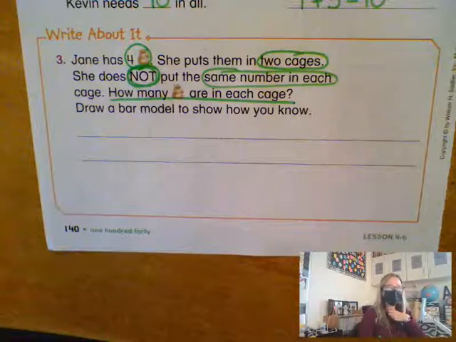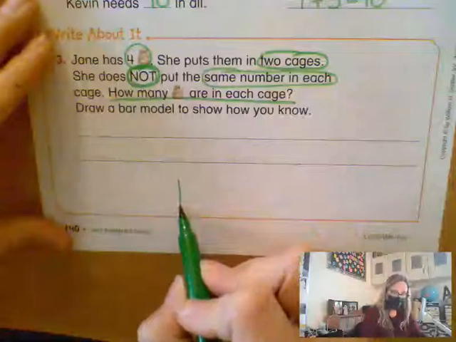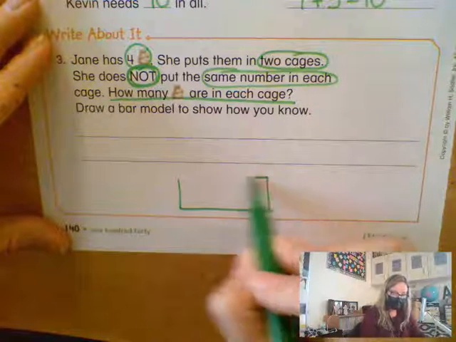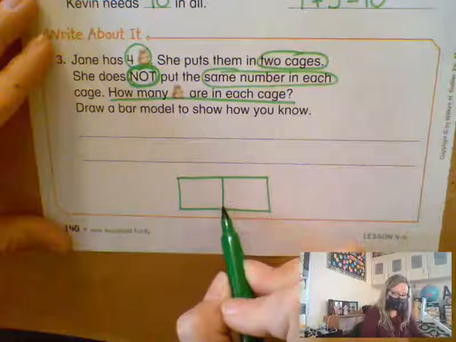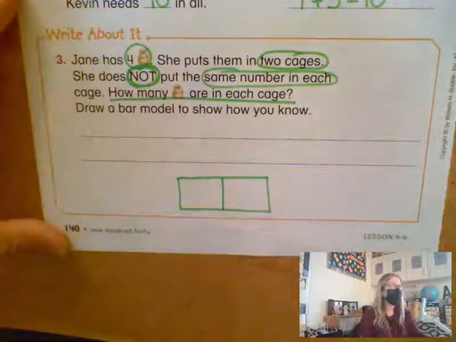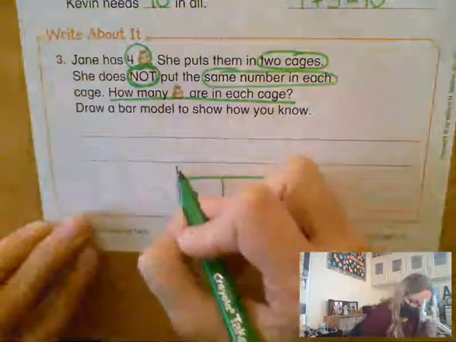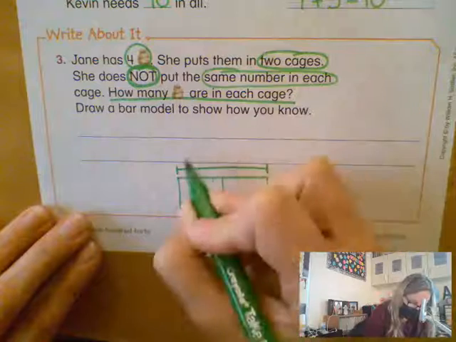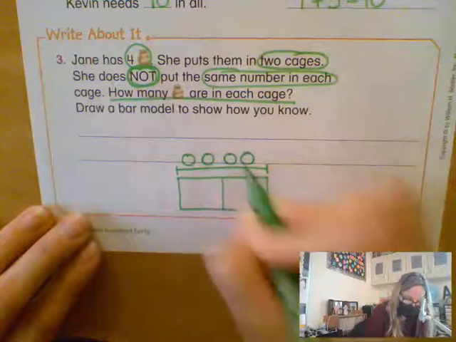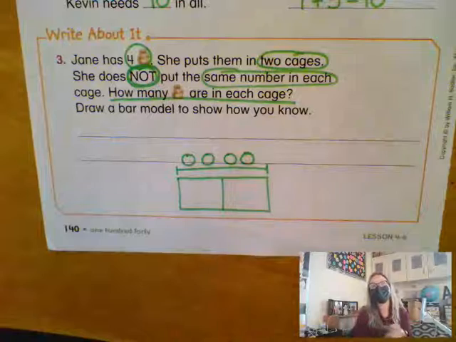All right, so here are the 2 cages. You can just look up at the board. She has 2 cages and she has 4 hamsters. So at the top, I'm going to put the 4. 1, 2, 3, 4. That's her whole. She has 4 all together.